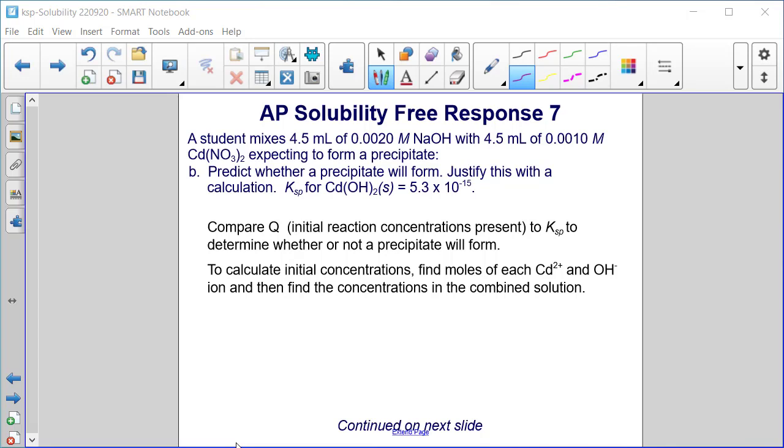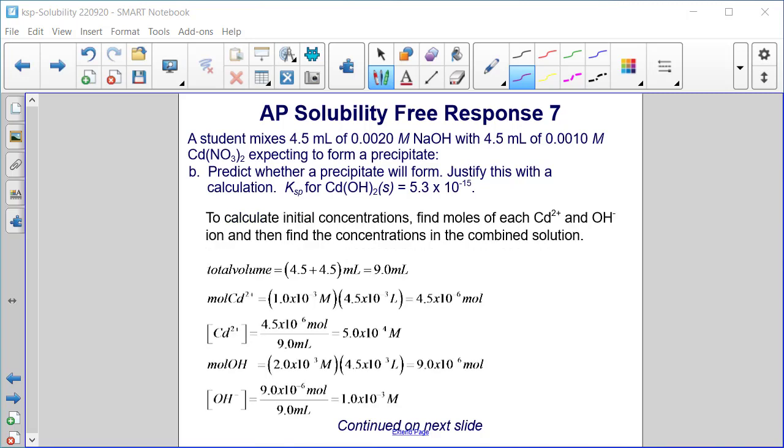B, predict whether a precipitate will form. So what we need to do is compare Q with the initial reaction concentrations to Ksp to determine whether or not a precipitate will form. First, find the moles of cadmium and hydroxide initially present, and then find the concentrations in the combined solution. The total volume is the sum of each of the individual 4.5 milliliter solutions, so 9 milliliters.